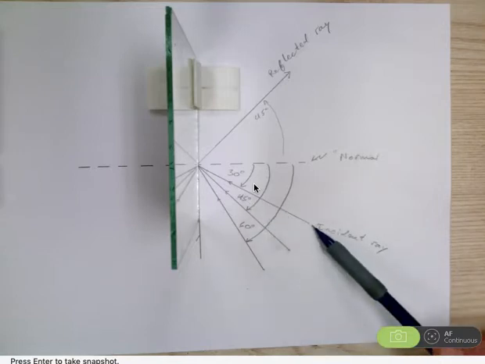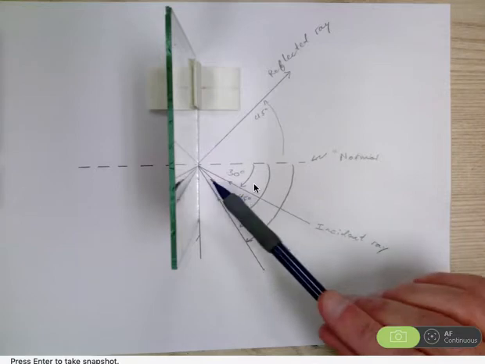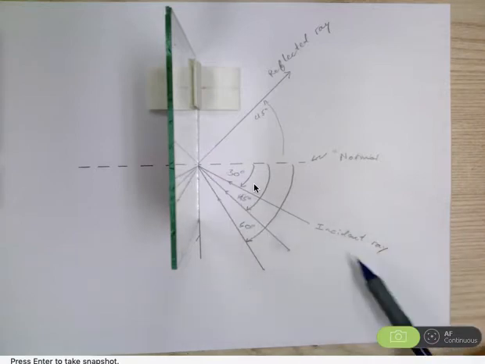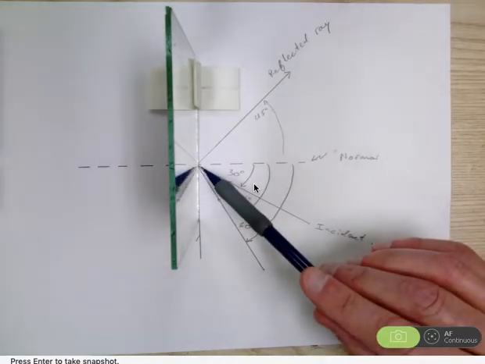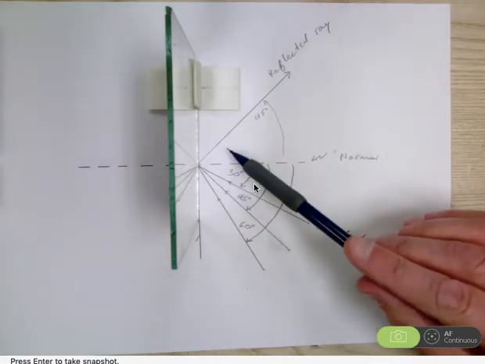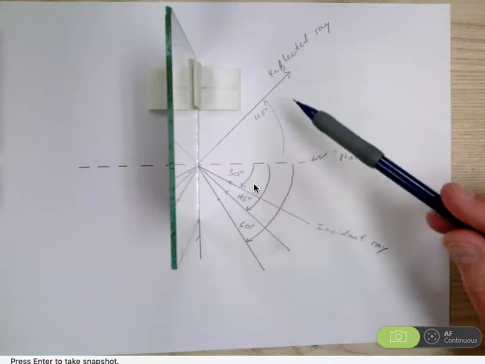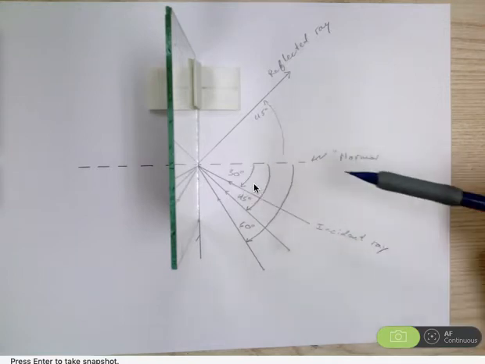Any light ray that is going in towards a boundary of any sort is called the incident ray. I wrote it down here in my lovely handwriting. Incident ray. The incident ray is the light ray on its way in. I'm shining it at this point right here. Any light that reflects off is cleverly called the reflected ray.